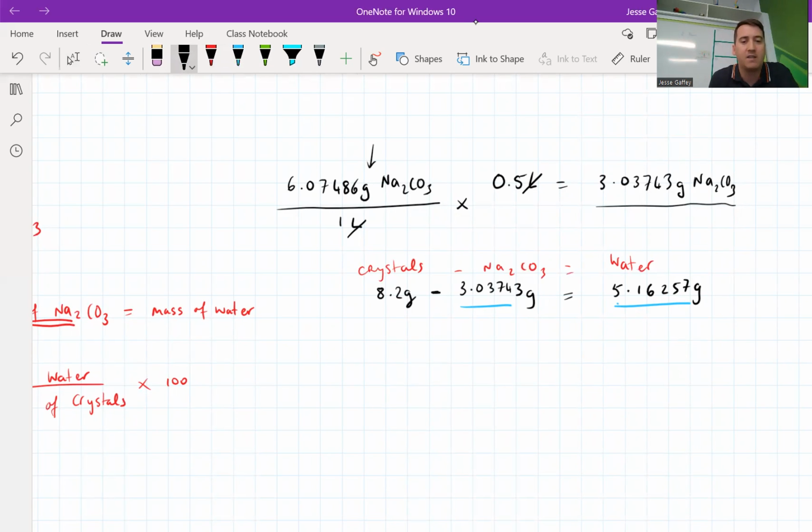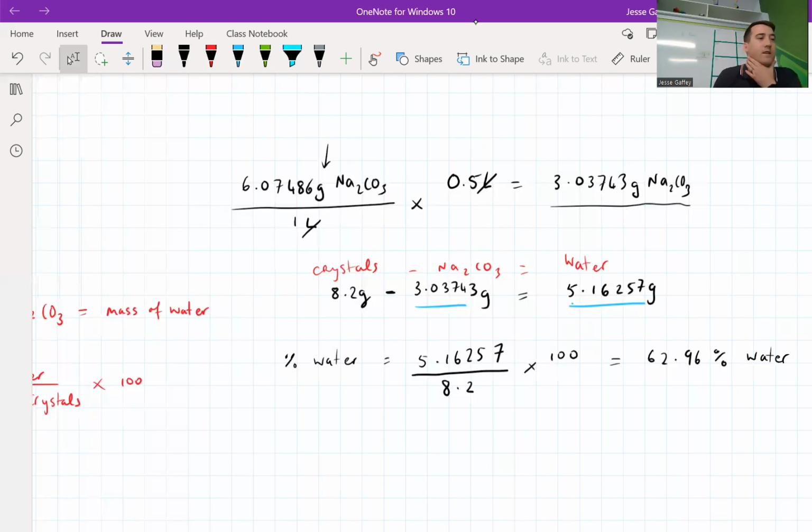All right, so to get my percentage water, I'm going to do my mass of water, 5.16257. Okay, and if you didn't get this right and you're on the right track now, pause the video and finish off this calculation to get percentage water. Okay, so that is that, and then we're going to divide by the mass of the crystals, which is 8.2, and then times by 100 to turn it into a percent. And what you should have got is 62.96% of the crystals were water.